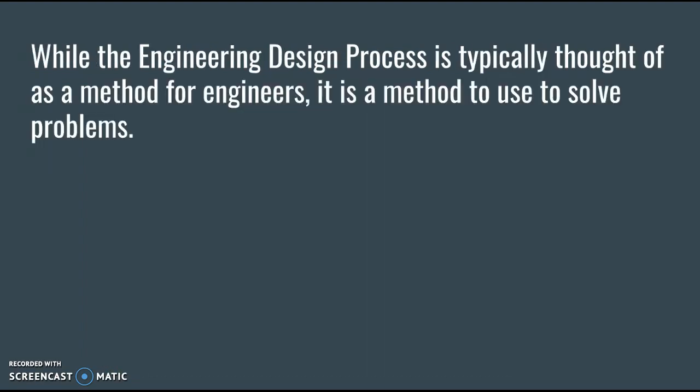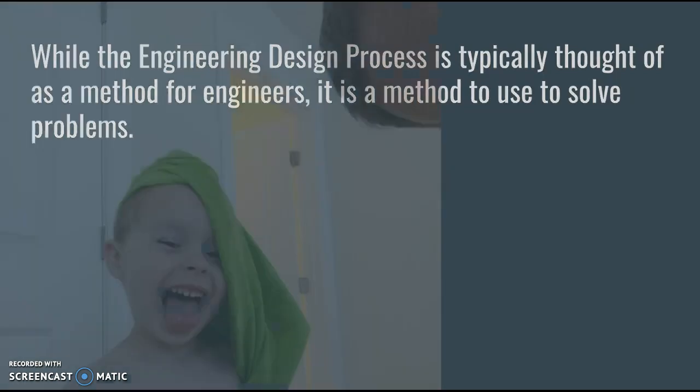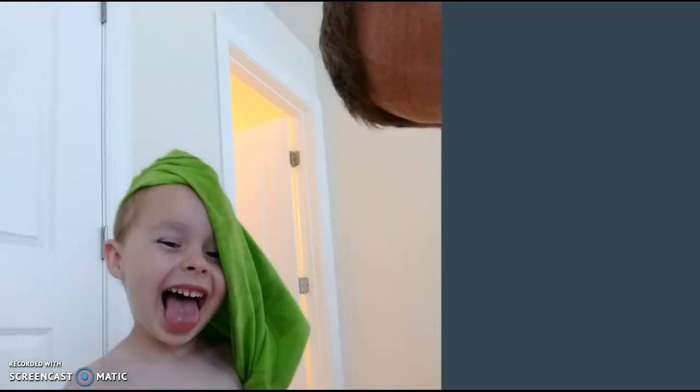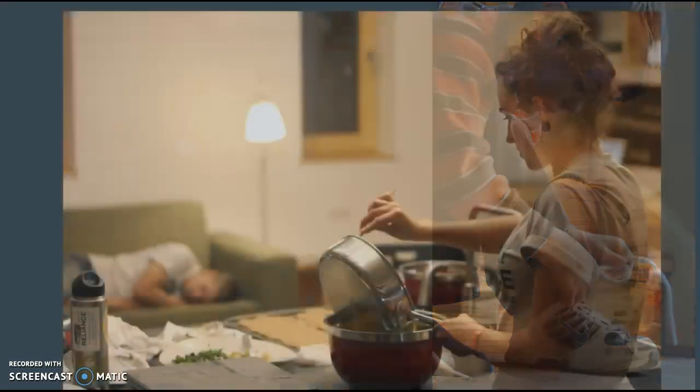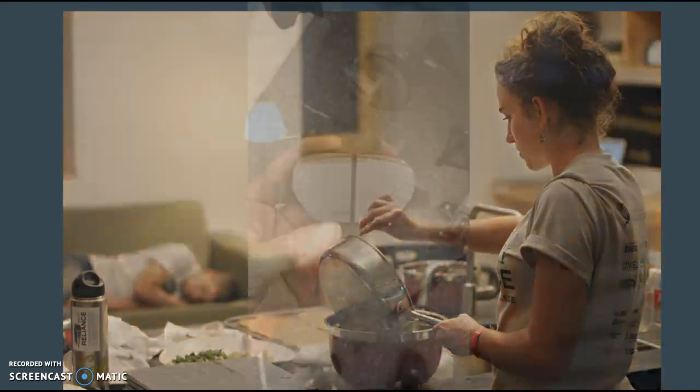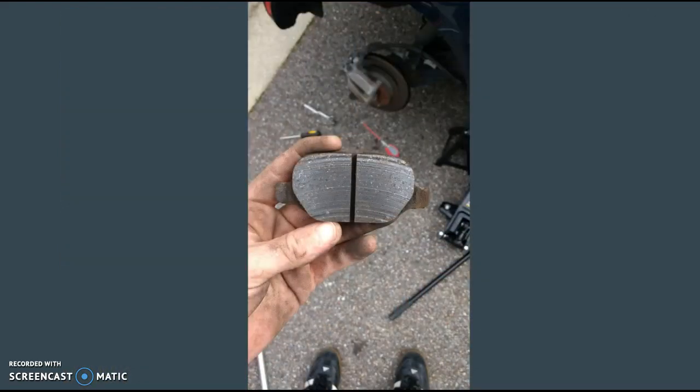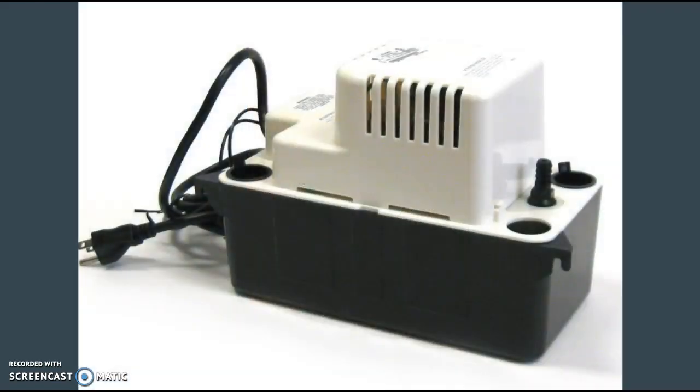So while the engineering design process is typically thought of as a method for engineers, it's really just a method to use to solve problems. Like how to put on a shirt. It's backwards. I need to reevaluate. How to tie your shoes. Cooking dinner. Or even going as far as, I need to replace the brakes on my car. Or, once again, trying to replace this thing that you had no clue what it was before. It's a condensate pump.